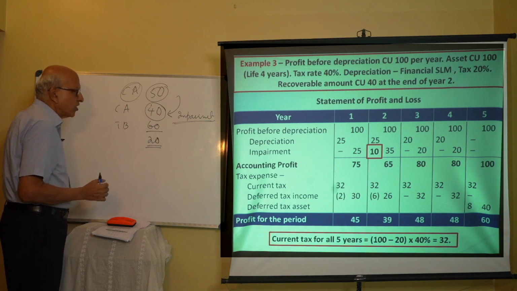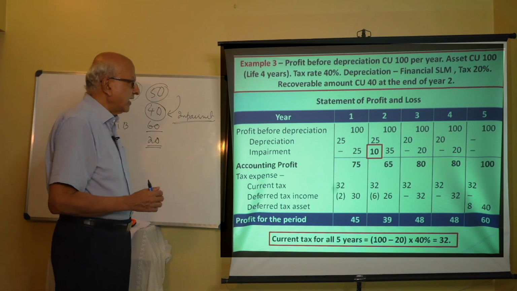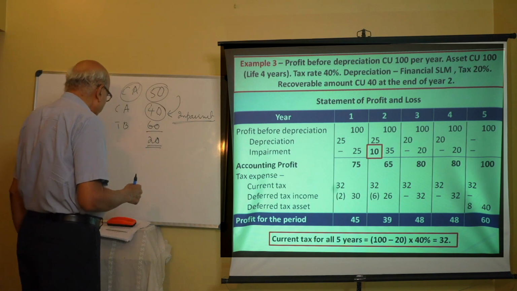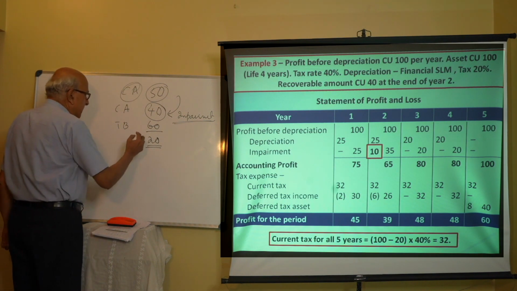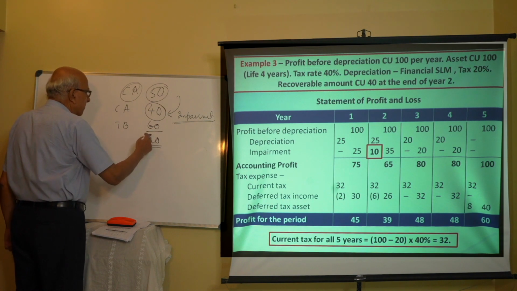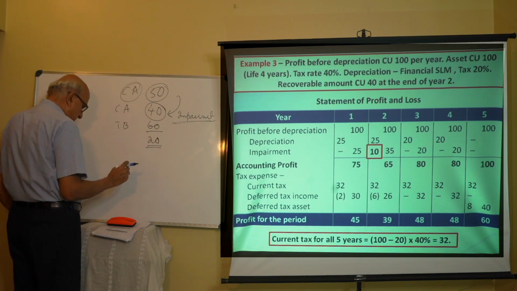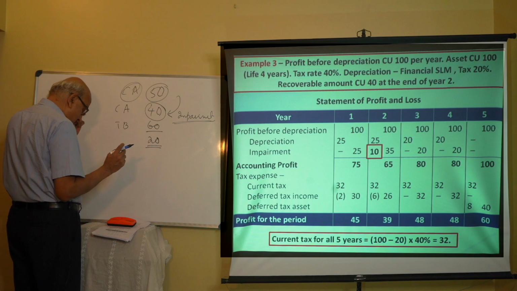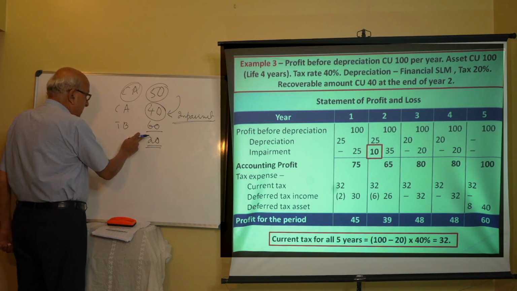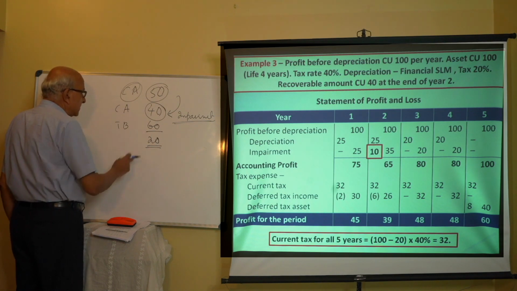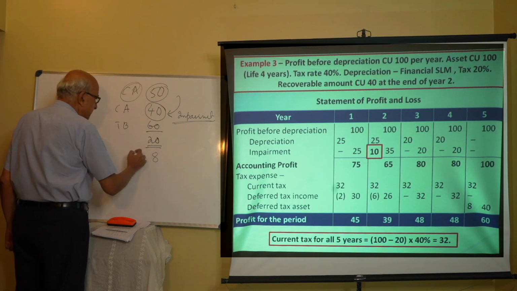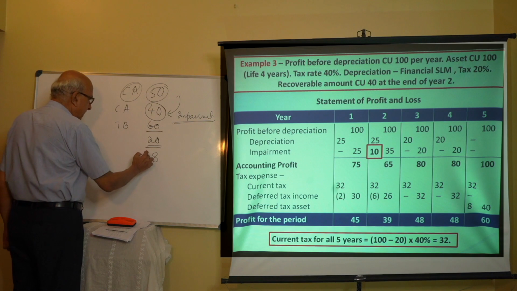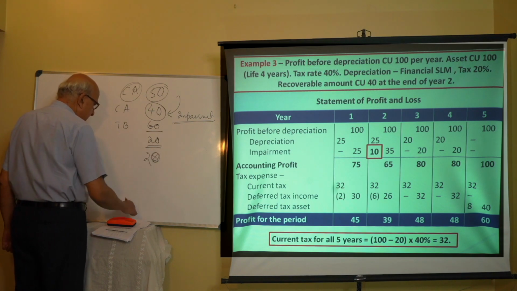So tax base is how much? 60, because we have charged 20 plus 20. So this is your deductible temporary difference. Tax base is more than the carrying amount. How much is it? 8. No, sorry, 20. This is 20.